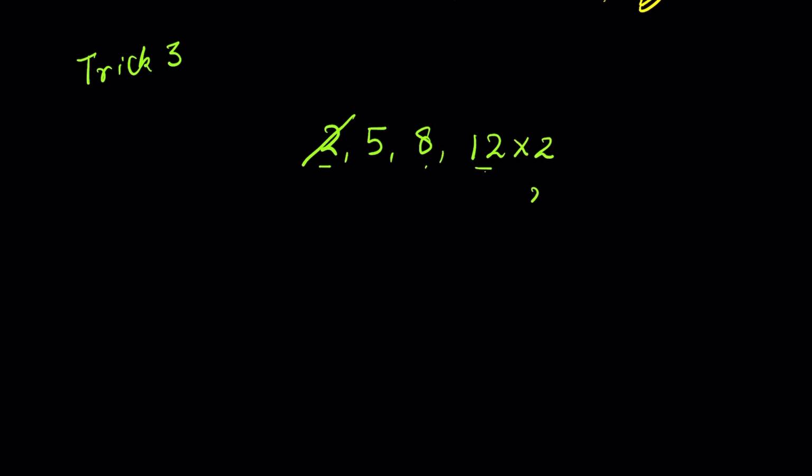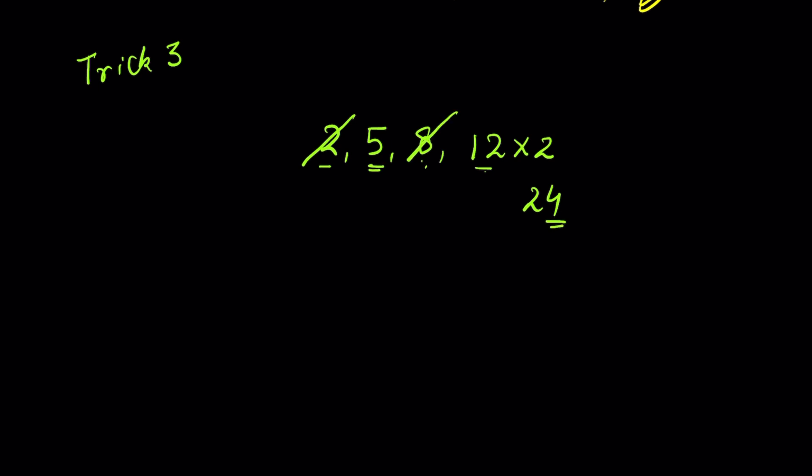What if we have a prime number? For example, 2, 5, 8, 12. Here 12 is divisible by 2, so we can cancel 2. Now 12 is not divisible by 8, so we multiply it by 2. This is now 24. 24 is divisible by 8, so we can cancel 8 here.